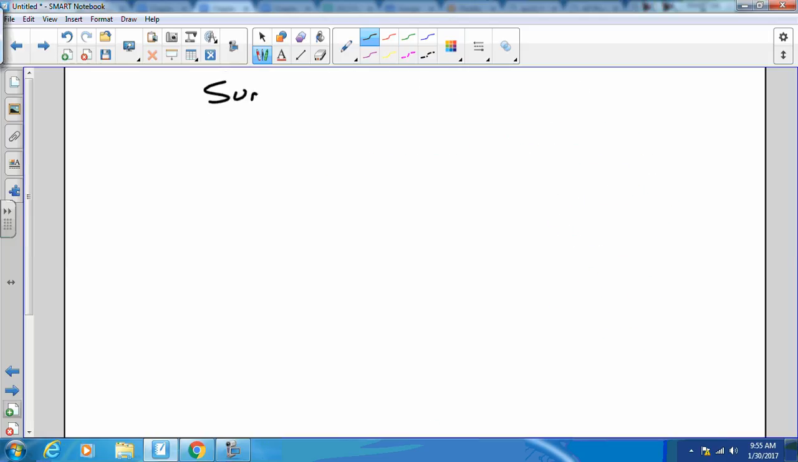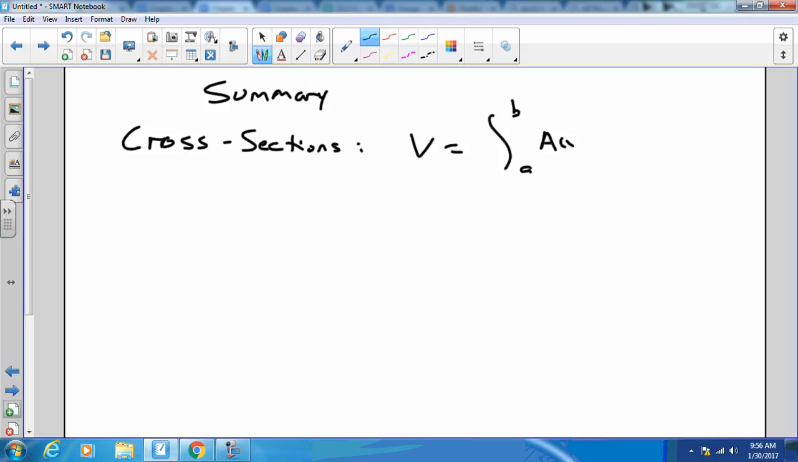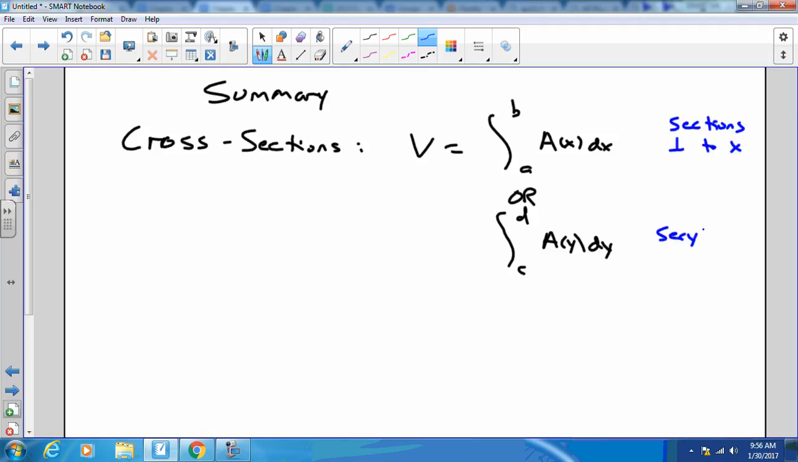Let me summarize our discs method, and then we'll consider what happens if I have holes on the inside. First of all, for the general cross-sectional method, the volume is the integral of area dx or area dy. And the choice of dx or dy is dictated by the particular solid that is given to you. The problem will tell you cross-sections perpendicular to the x-axis, or cross-sections perpendicular to the y-axis.